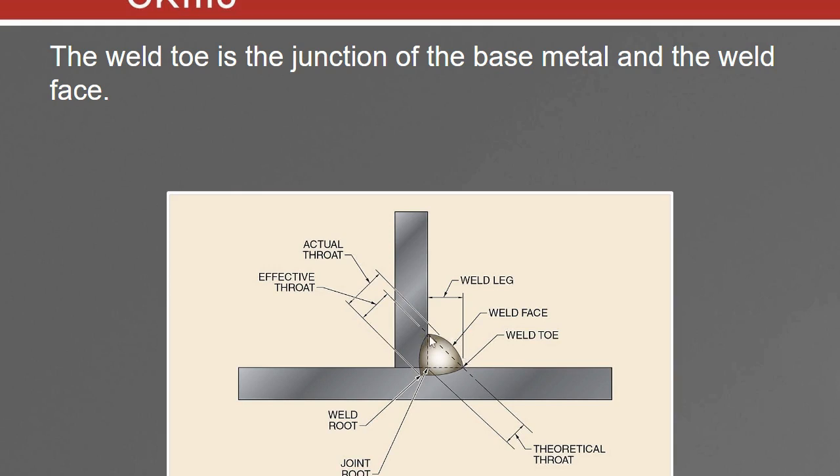This is typically where you get undercut on the toes of your weld, because of maybe a wrong rod angle or running too hot on your root pass. So those are going to be your weld toes.